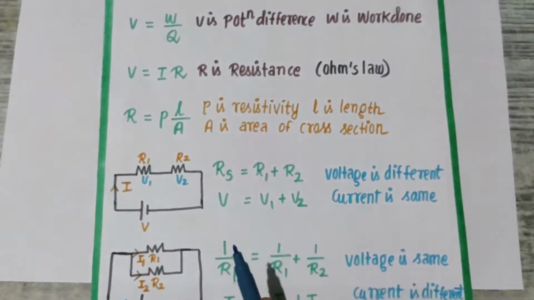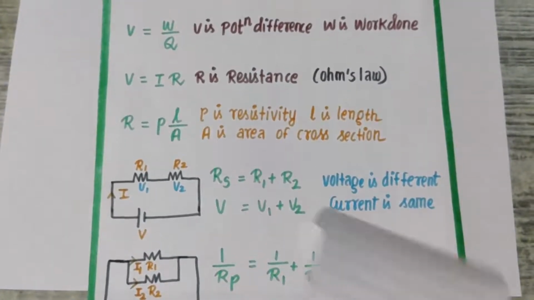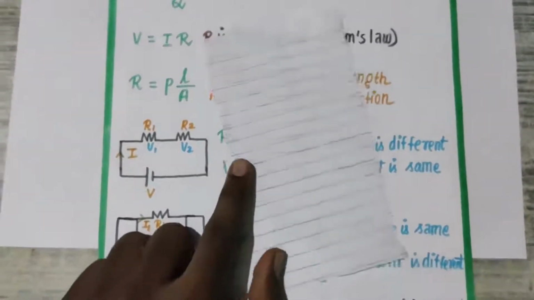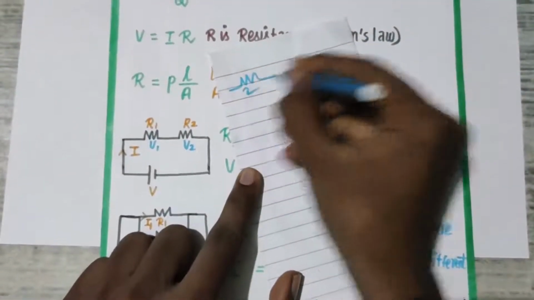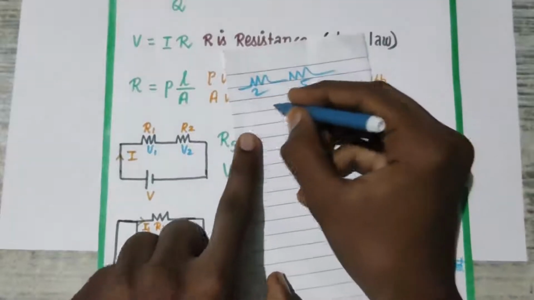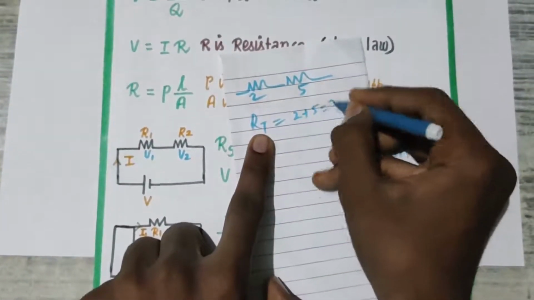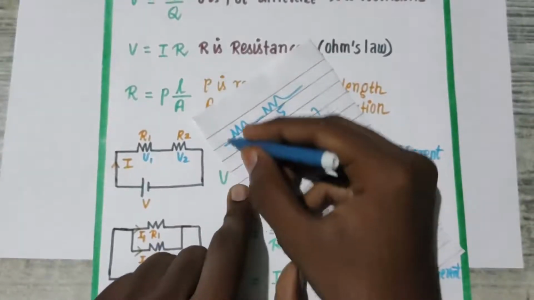Okay, and how will you find the total resistance? Very simple. Now what do you have? Now there is a 2 ohm resistor, okay, and a 5 ohm resistor, and you have placed both in series. Okay, now how will you find the total resistance? R total will be equal to just 2 plus 5 equal to 7. That's all.